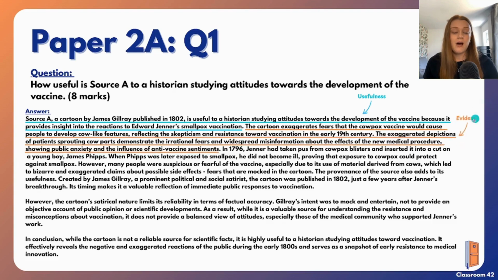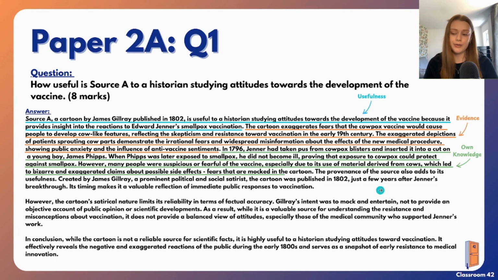Then we want to bring in our evidence. So this is evidence from the source. Here I am just describing what is going on in the source. I'm saying that it exaggerates fears about the cowpox vaccine, that it would cause people to develop cow-like features. We've talked about the exaggerated depictions of patients sprouting cow parts, demonstrating irrational fears and widespread misinformation about the effects of the new medical procedure, showing public anxiety and the influence of anti-vaccine sentiments.